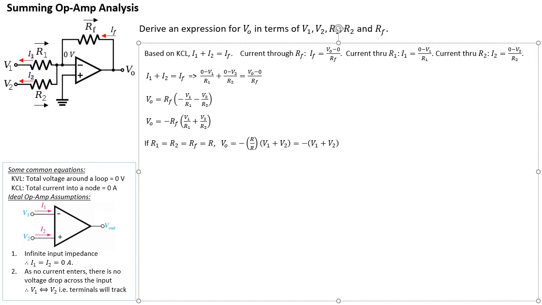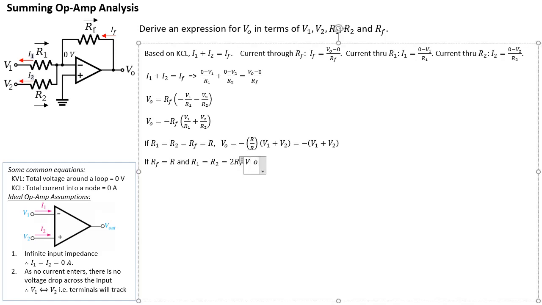Another interesting expression for VO is when we make RF equal to R, but then for R1 we make it to be 2 times R. All right, so let's see what happens when we do that. So if RF is equal to R, and R1 is equal to R2, and it's equal to 2R, 2 R's, that means 2 times R. All right, so then what's the expression we're going to get?